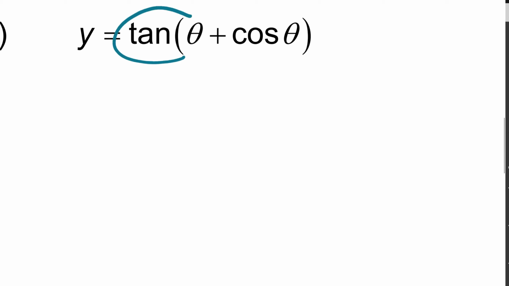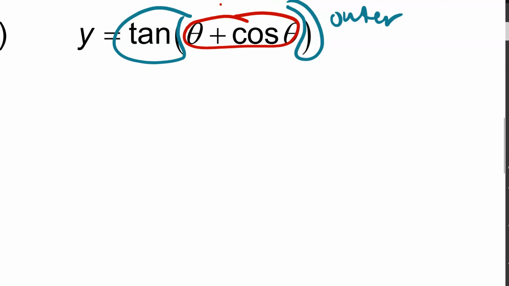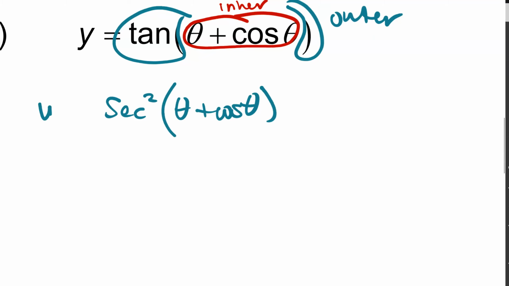So notice, here is my outer, secant squared, and then this is my inner. The derivative of tangent is secant squared x. So I do secant squared of theta plus cosine theta.